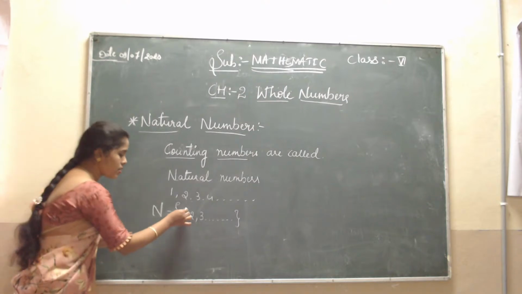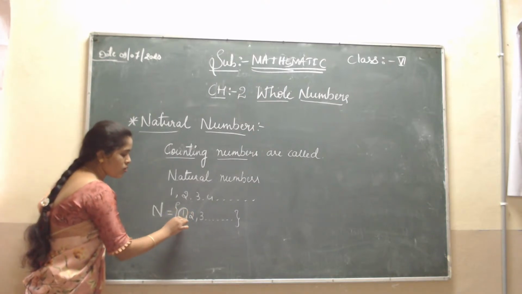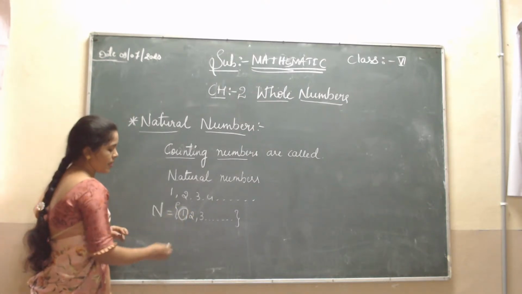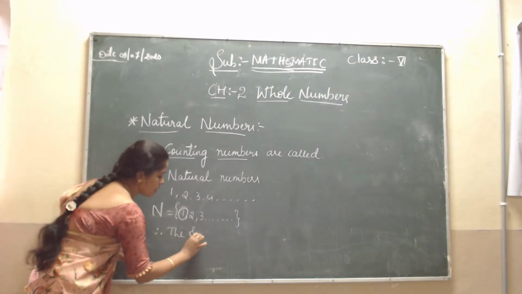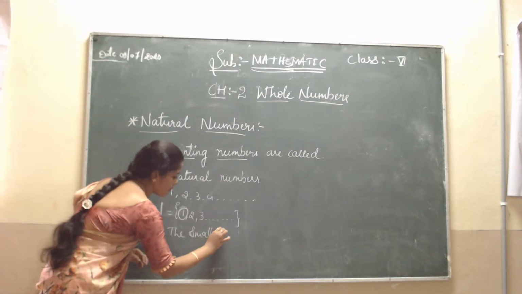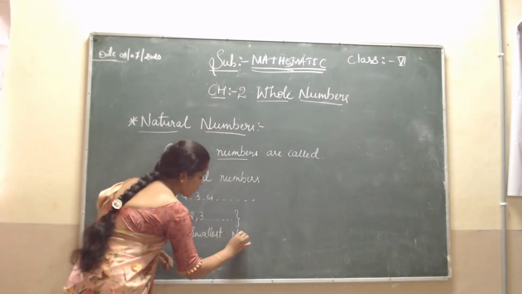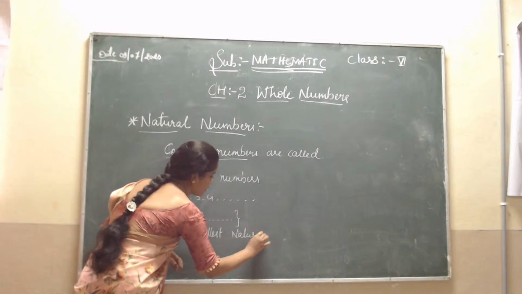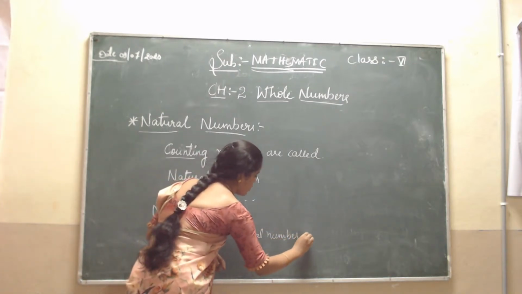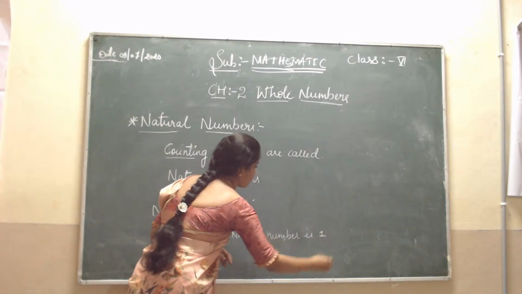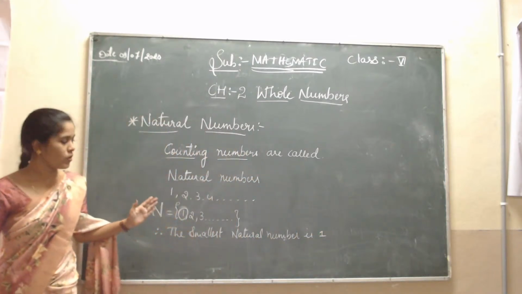Here, friends, the smallest number is 1. So the smallest natural number is 1. Therefore, the smallest natural number is 1. Hope you understood.